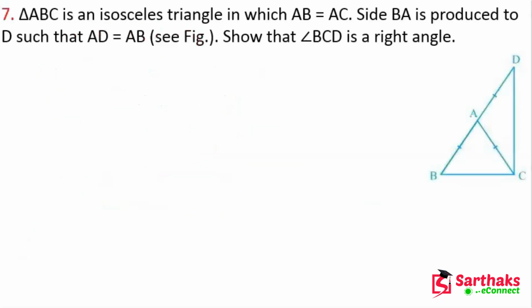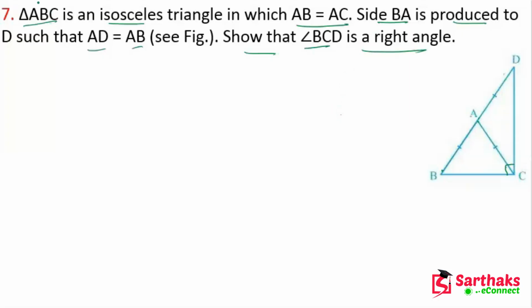Now the next question: triangle ABC is an isosceles triangle in which AB equals AC, and side BA is produced to point D such that AD equals AB, which means AD is also equal to AC. We have to show that angle BCD is a right angle.